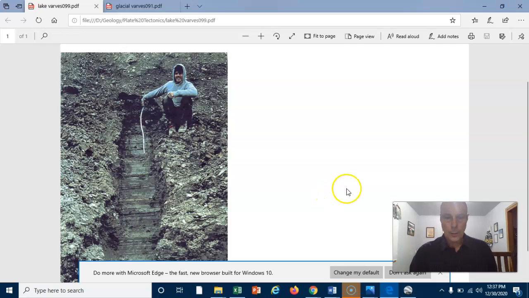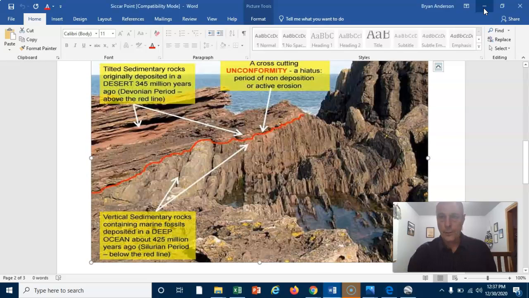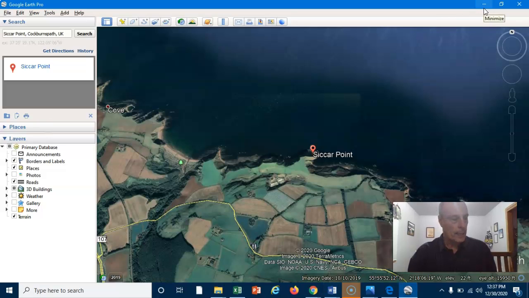Okay, so those are all ways, radiometric dating, varves, and dendrochronology, of establishing geologic time and absolute time. We're going to shift gears here for a second now, and we're going to look at some ways of establishing relative time.